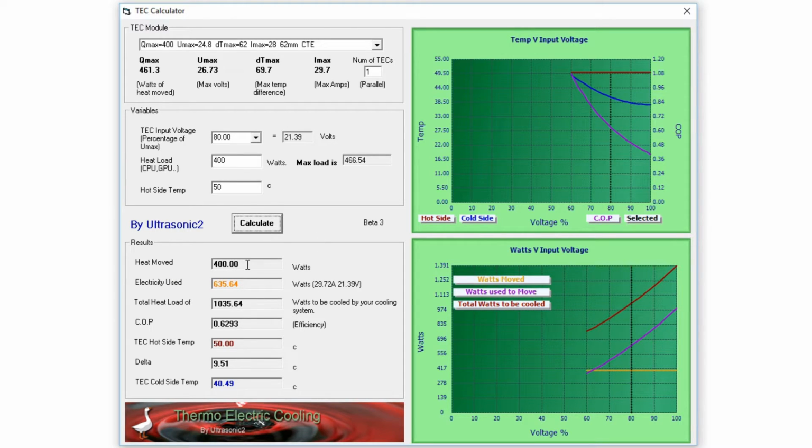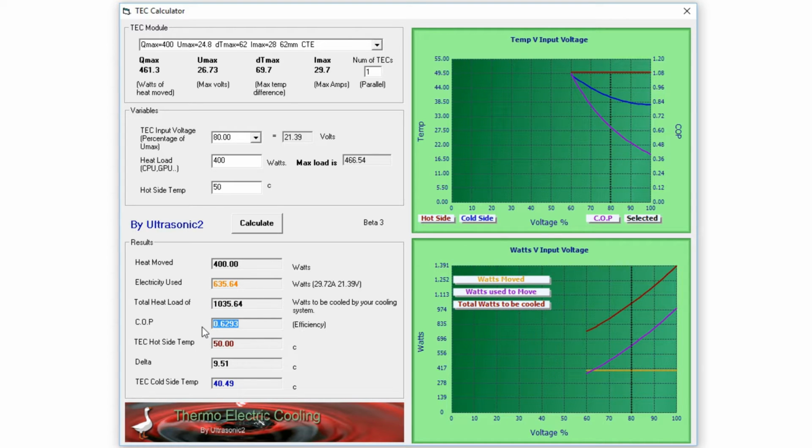And down here we have the heat moved, which is your CPU or GPU or whatever your heat load. This is the electricity used to move it. That is the watts, so you've got the amps and the volts, which equals the watts. We have the total heat load to be cooled, which is the sum of these two. So that's essentially what you need to cool on the hot side. So just over 1,000 watts needs to be cooled by your water cooling, your fan, whatever you want to use.